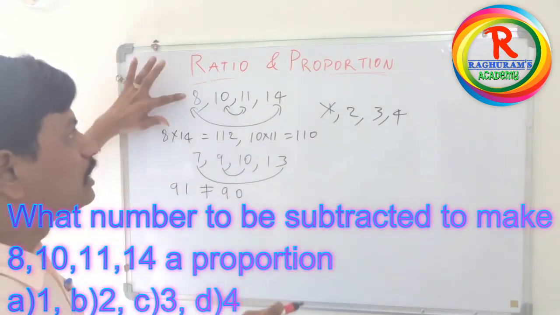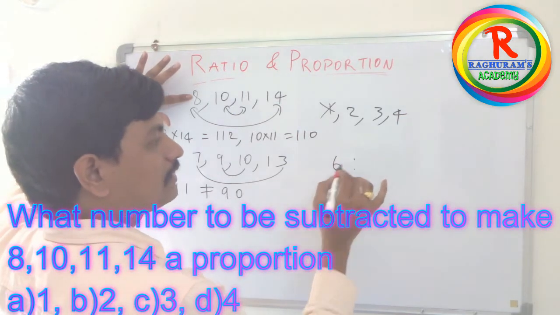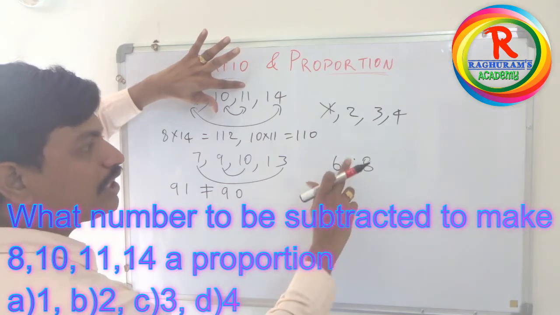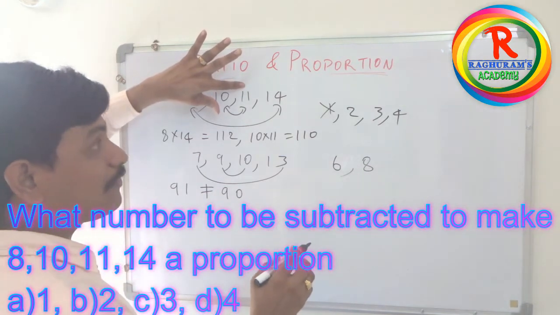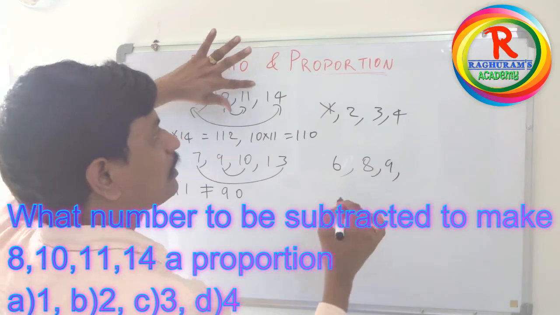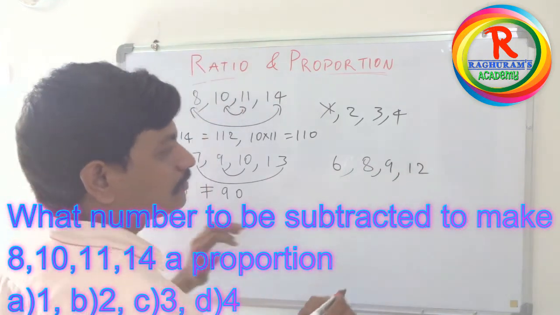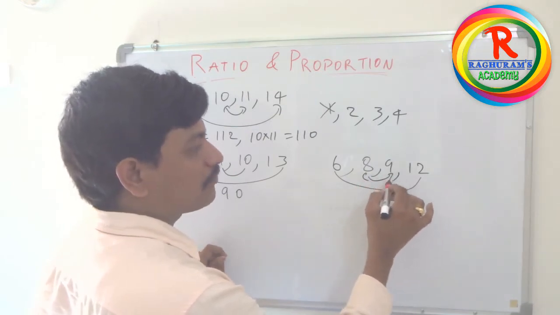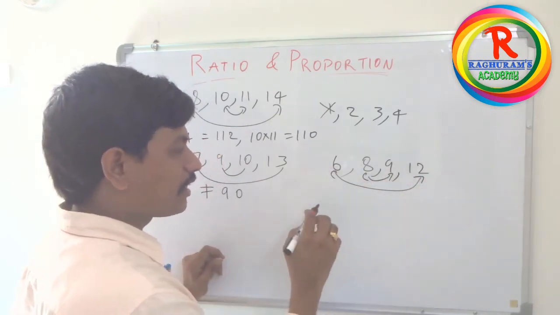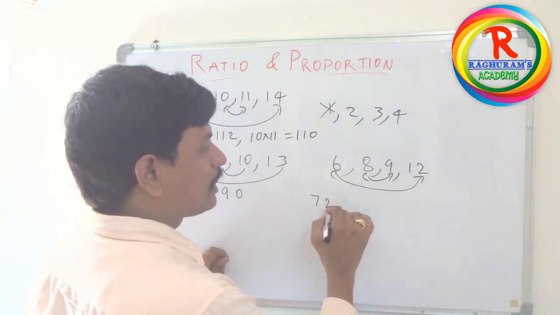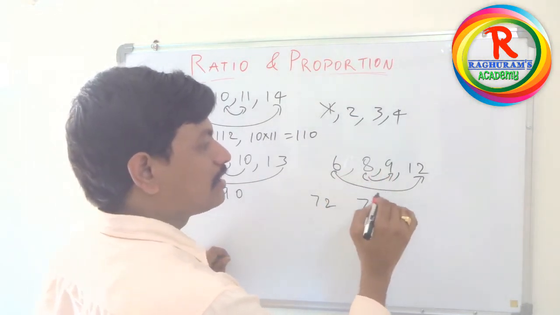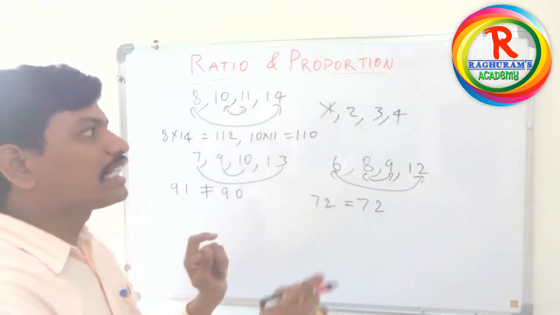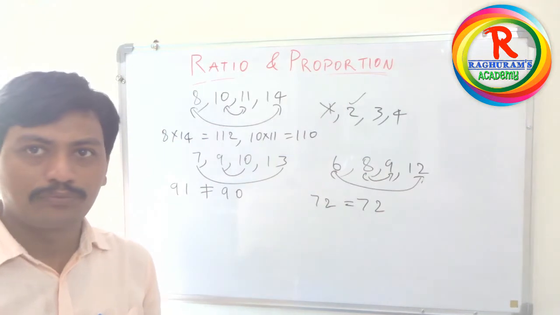Let us check with 2. 8 minus 2 is 6, comma, 10 minus 2 is 8, comma, 11 minus 2 is 9, and 14 minus 2 is 12. So here in this case, we have to check whether the product of extremes is equal to the product of means. 12 6s are 72 and 8 9s are 72. So the product of extremes is equal to the product of means. So the correct option is 2.